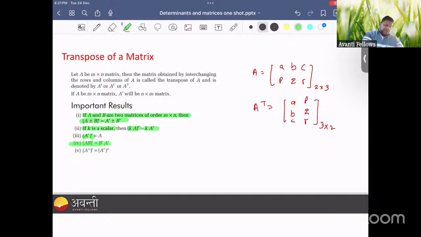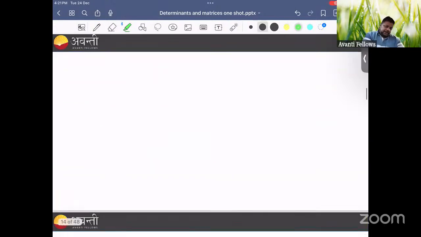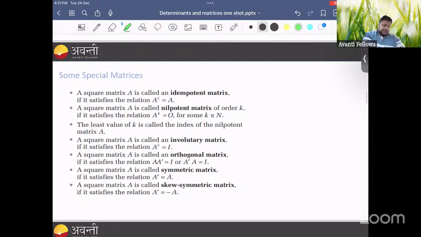Fourth is very important. This is what we call the reversal law of transpose. That is, (AB) transpose is B transpose A transpose. That can be extended to more matrices, like (ABC) transpose is C transpose B transpose A transpose. Now, (A to the power n) transpose is (A transpose) to the power n. This is a direct repercussion of the fourth property. Got it?